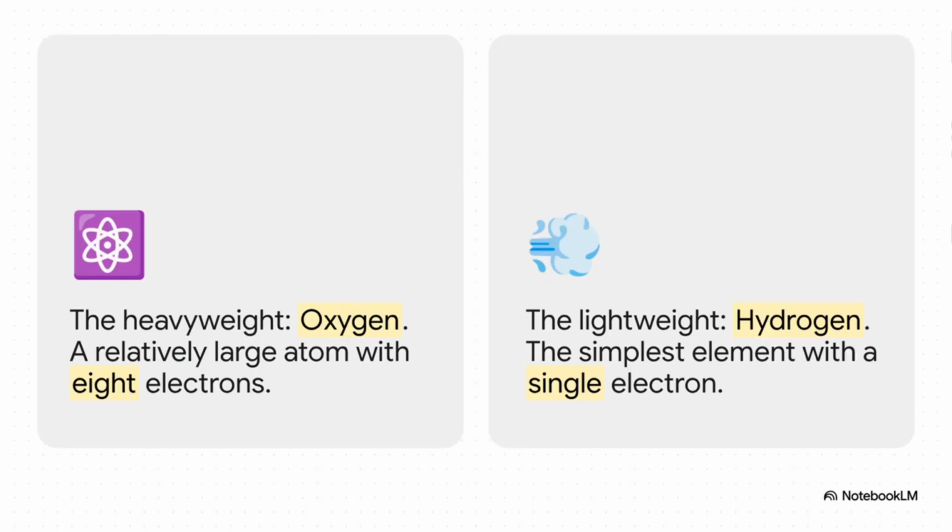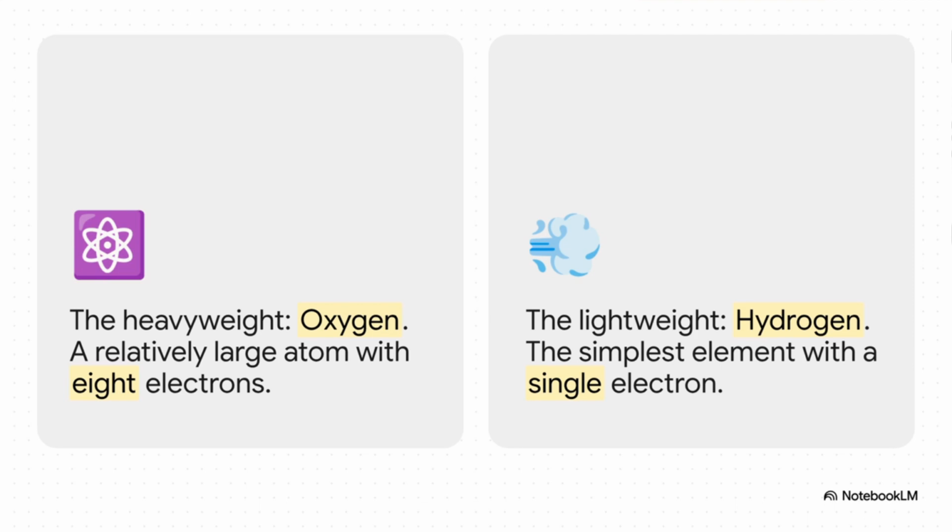So you've got a tale of two atoms here. In one corner, we have the heavyweight champion, oxygen. It's a pretty big atom, with 8 electrons buzzing around. And in the other corner, hydrogen, the lightest, simplest element there is, just one single electron. Now, this difference in size and the number of electrons, it's everything.